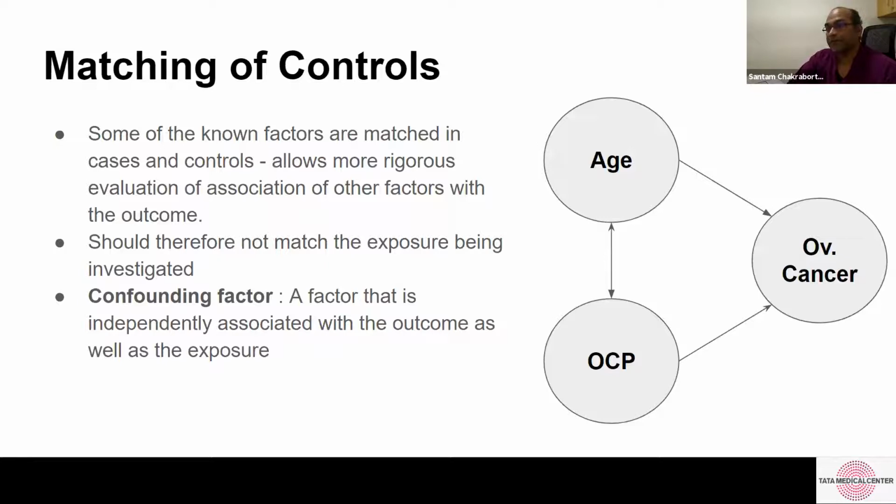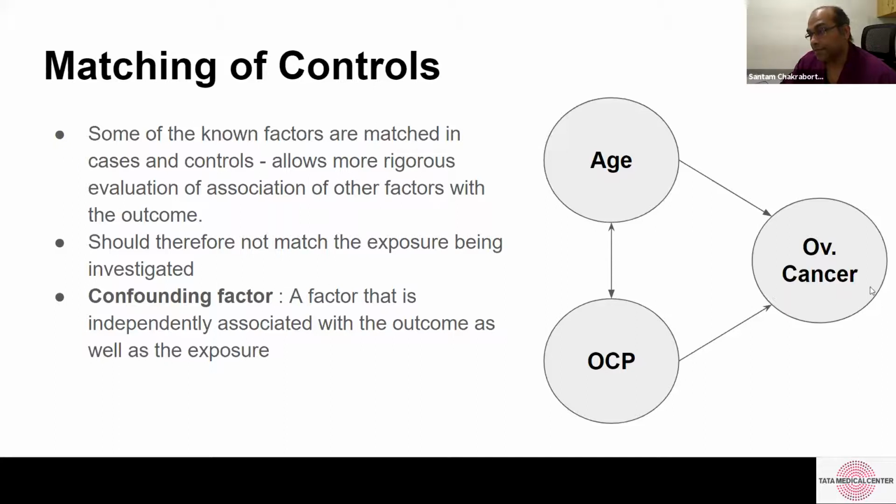Now, when you have selected your case definition, you have done your control definition, then comes the question of matching your controls. Now, some factors are matched in most case control studies because it removes the effect of confounding. Now, what is confounding? Confounding is a problem that arises because a factor is independently associated with the outcome as well as the exposure. Take a look at this picture.